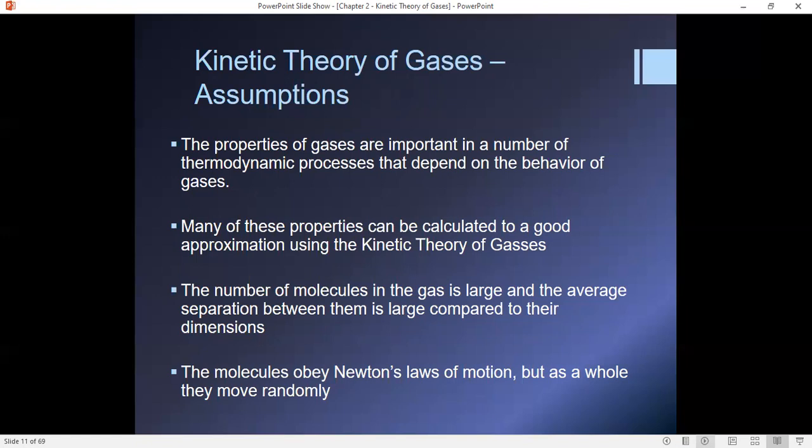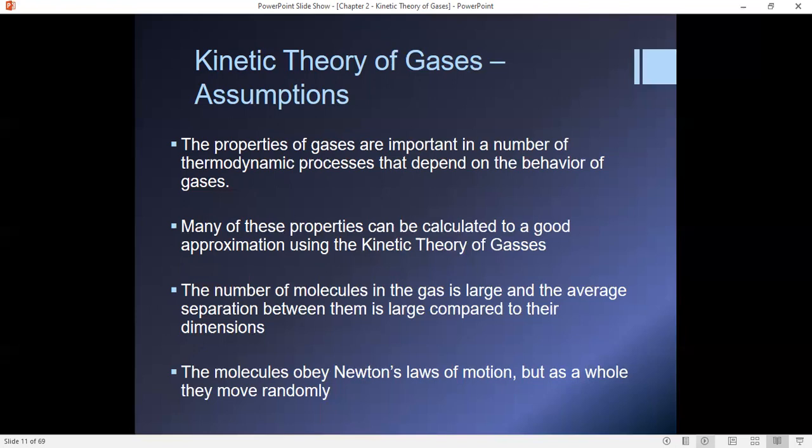Okay, so kinetic theory of gases. Again, the assumptions are the following. The properties of gases are important in a number of thermodynamic processes that depend on the behavior of the gases. Many of these properties can be calculated to a good approximation using the kinetic theory of gas. Here, the number of molecules in the gas is large, and the average separation between them is large compared to their dimensions. This is the requirement for the ideal gas law to be valid, and this is what we're going to use to derive the ideal gas law.